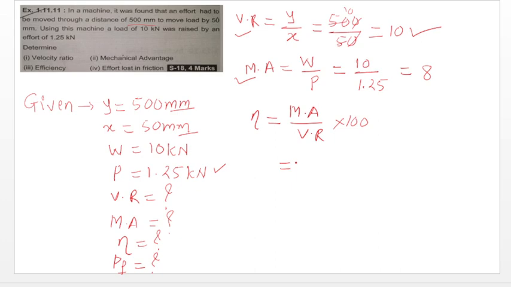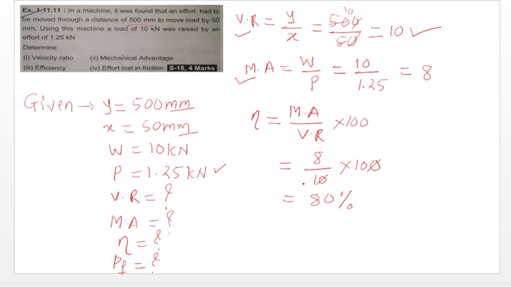This is the formula of efficiency in terms of mechanical advantage and velocity ratio. जर use केला तर काय भेटेल बघा, mechanical advantage is 8 by obviously velocity ratio is 10 into 100. This gets cancelled. Value is what? 80. And this is the efficiency.